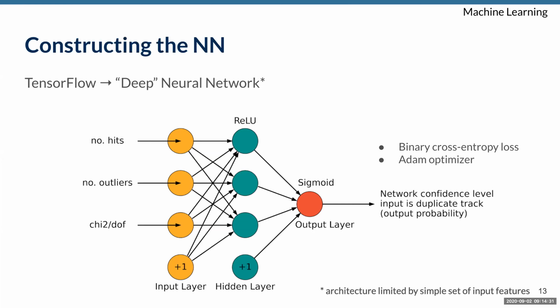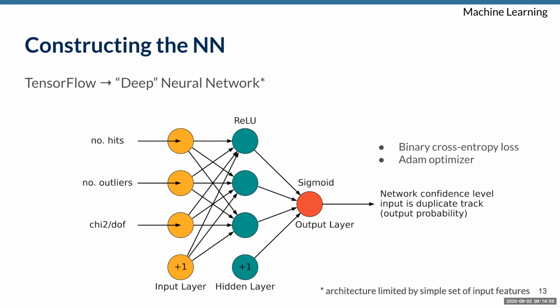So what the network is actually going to output at the end, after being shown a particular set of features, is going to be the confidence level that the network has that the particular input it was shown corresponds to a duplicate track. Some additional features that we used were the binary cross entropy loss, which again is appropriate for this problem, and also the Adam optimizer with the default settings.